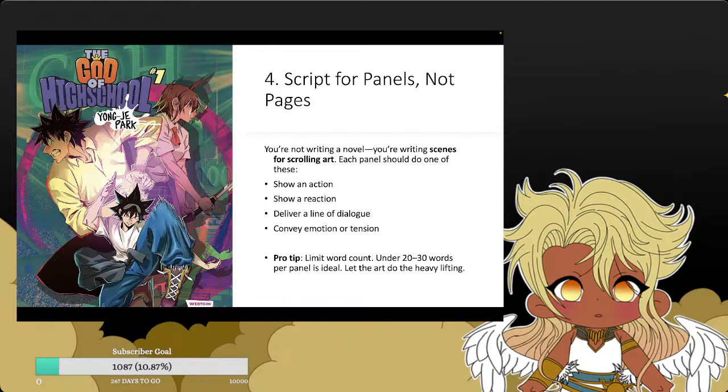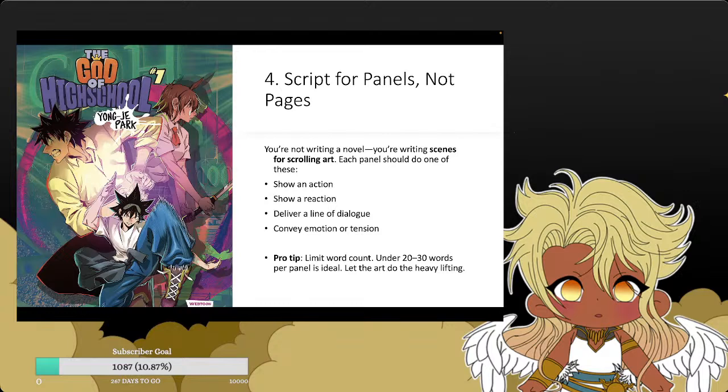And this is something I have to remind myself all of the time. I am not writing a novel. Do not add extra dialogue. And as somebody who loves flowery writing, who loves really pretty sentences, it's super important to remember. Do not fall into this trap where you just have text pages. Okay, please don't. So each panel should do one of these things. They should show an action, show a reaction, deliver a line of dialogue, or convey emotion or tension. That's it.